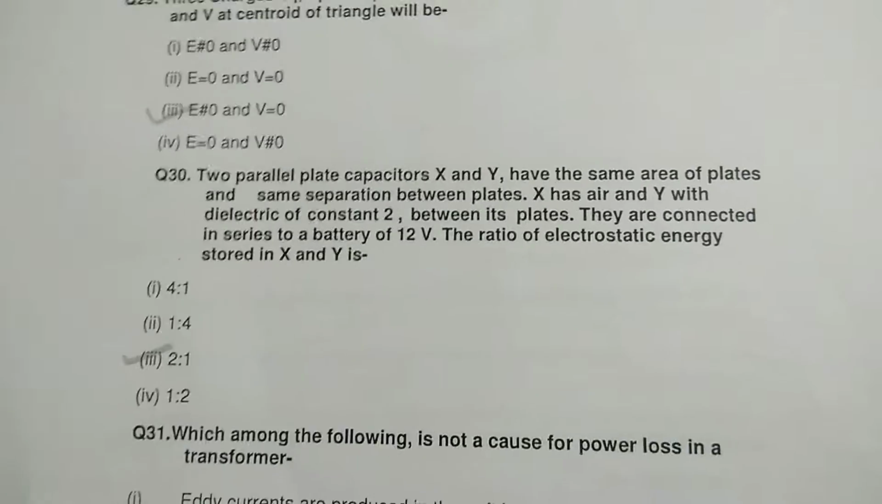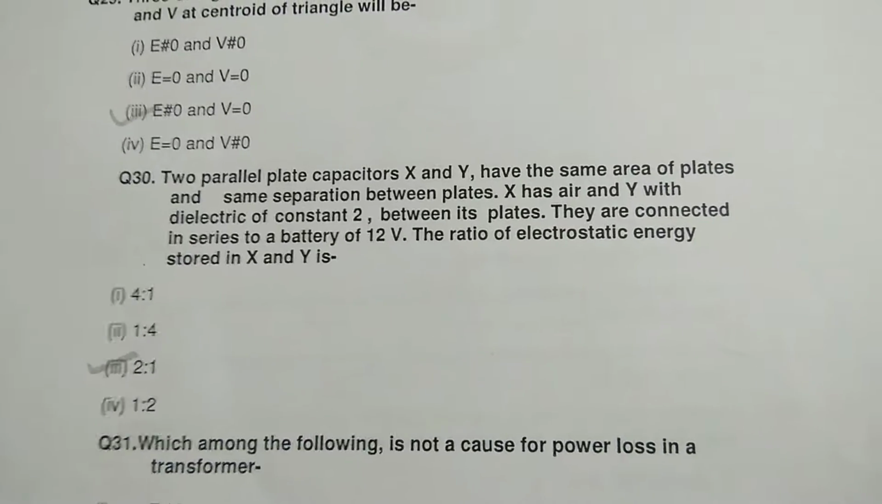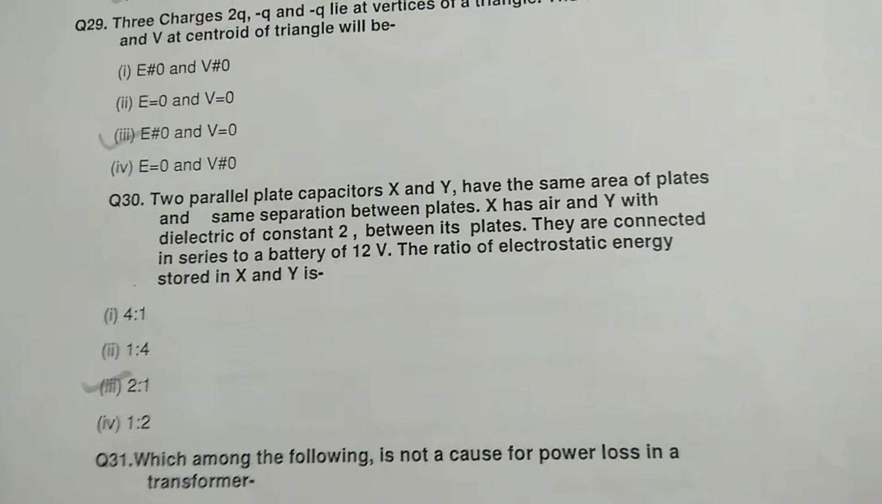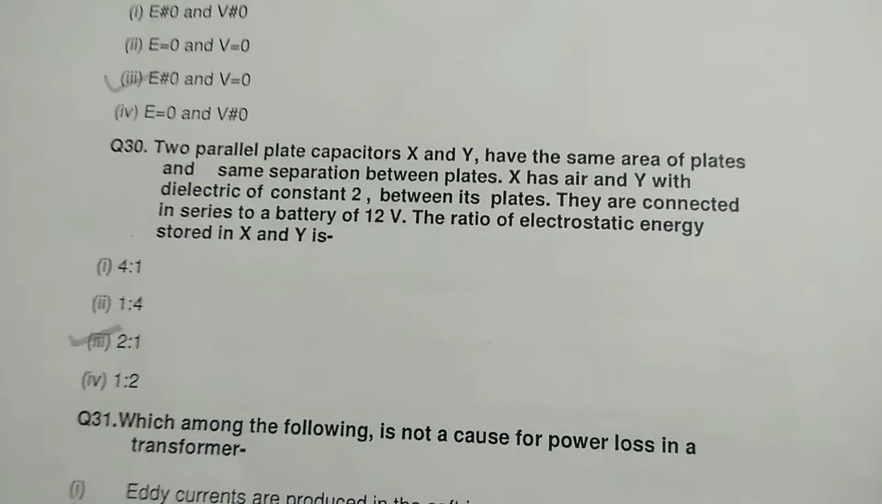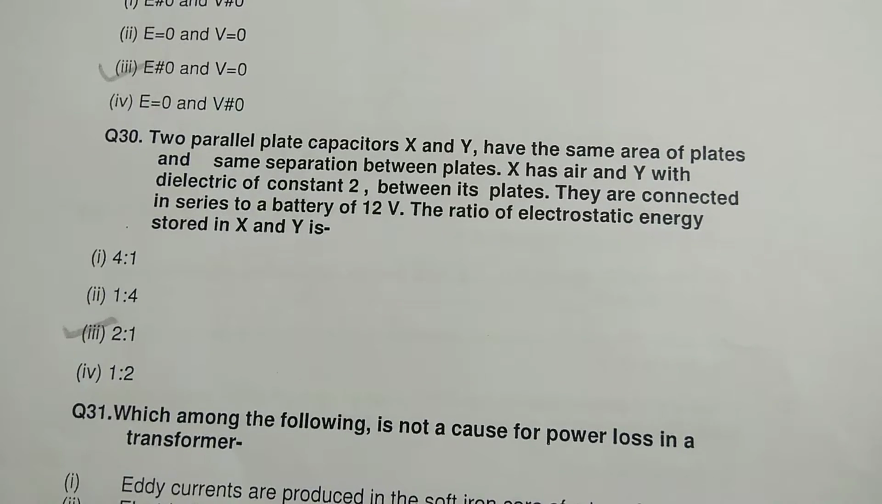Next is, two parallel plate capacitors X and Y have the same area of plates and the same separation between plates. X has air and Y has dielectric constant 2 between its plates. They are connected in series to a battery of 12 volt. The ratio of electrostatic energy stored in X and Y will be?